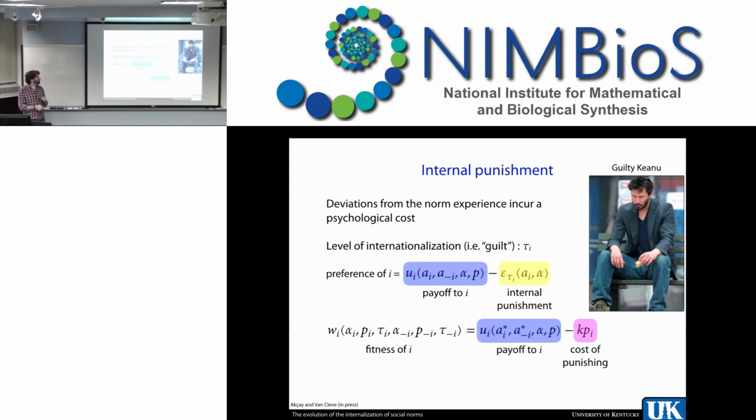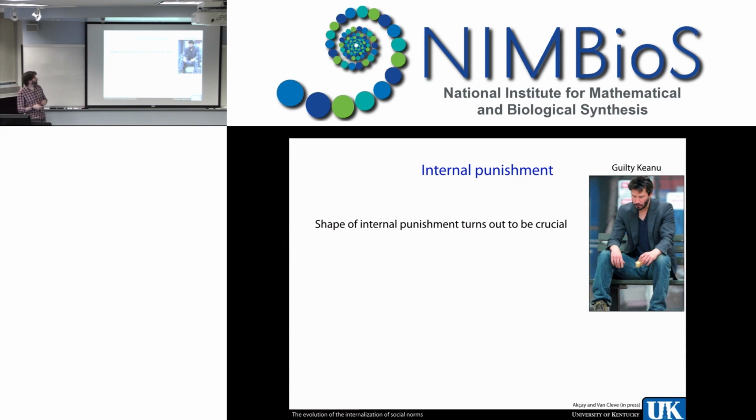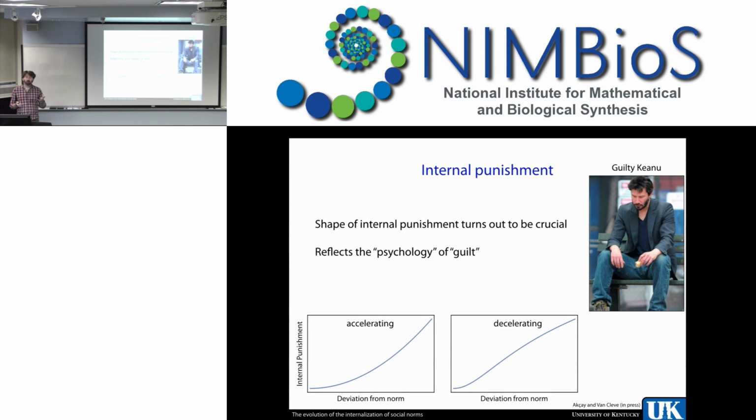And there's some internal punishment, which is stronger when there's higher tau. And it's just a function, again, of that difference between what you're contributing and whatever the norm is. And again, your fitness is just your payoff minus whatever you contribute to this external punishment thing. So this internal punishment, this guilt, doesn't directly cause a fitness cost or benefit. And it turns out the shape of this internal punishment is crucial.